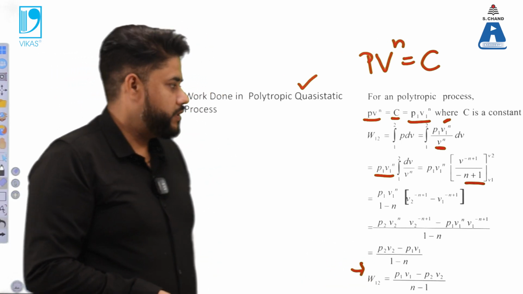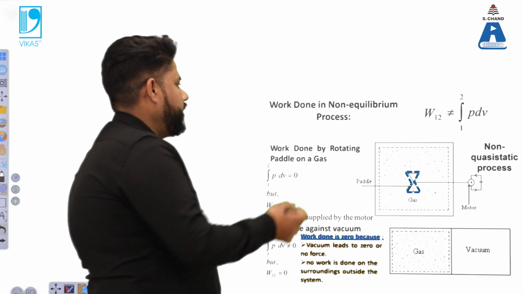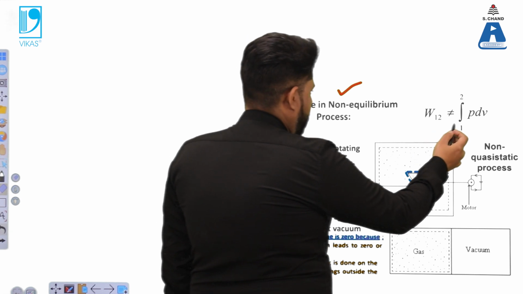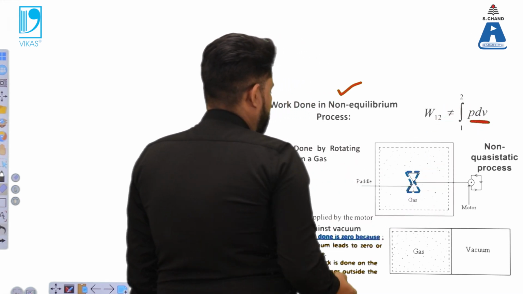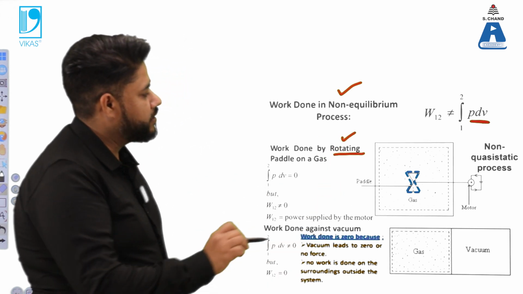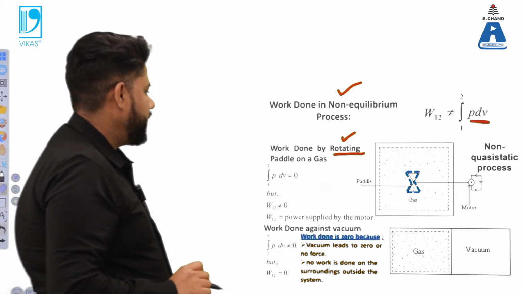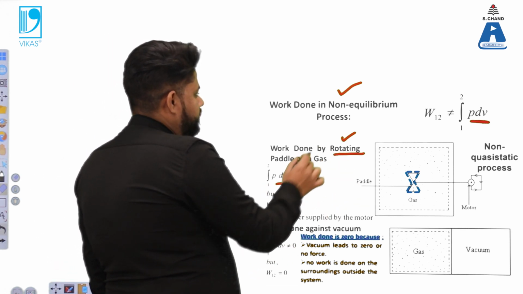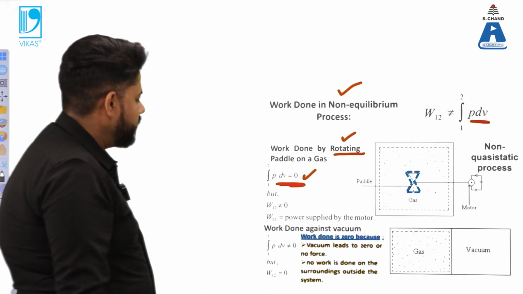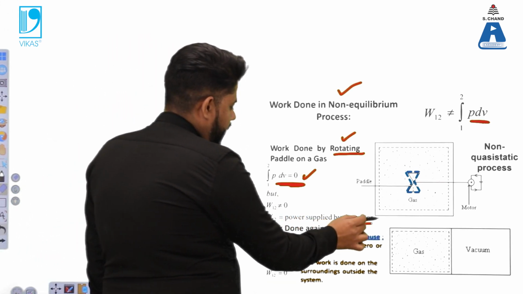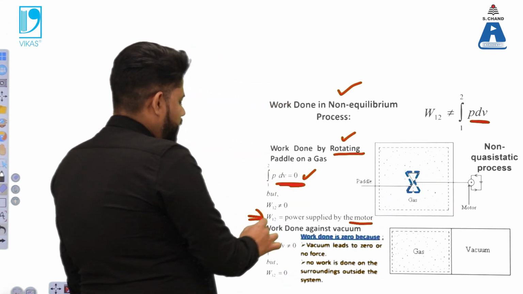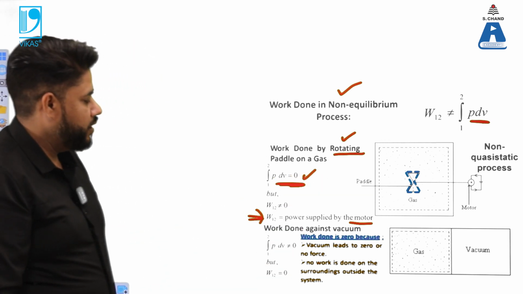Then you have the condition for the non-equilibrium process. For the non-equilibrium process, the work done is not equivalent to the integral of PdV from 1 to 2. Let us consider a case in which we have a rotating paddle that keeps on rotating in a particular gas. In that particular situation, that is a non-equilibrium process, and for that the PdV work done becomes 0. So the power supplied by that particular motor would be W12, and that would not be equal to 0.